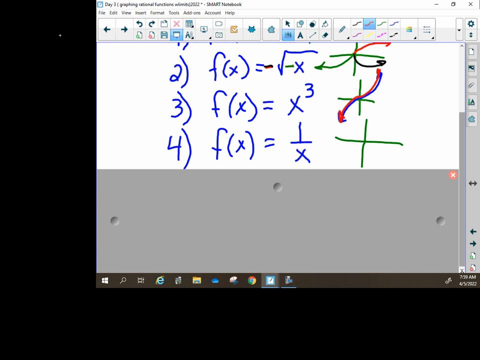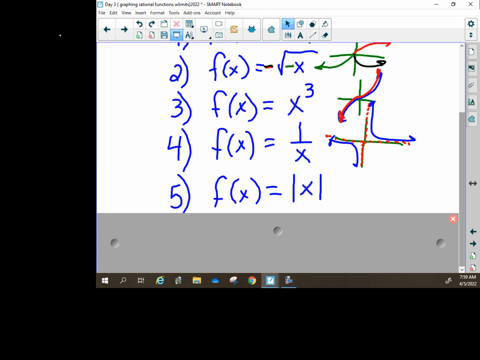Okay, this one right here has asymptotes, and it goes there and there. Did we get to those? Remember this one? It has those things.